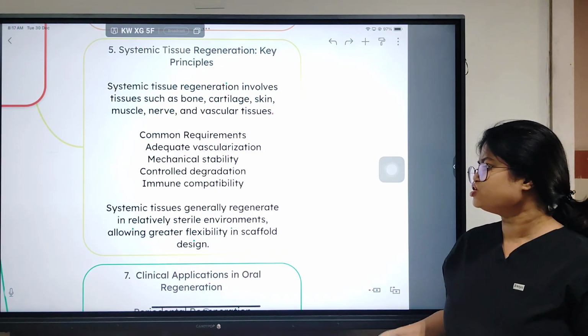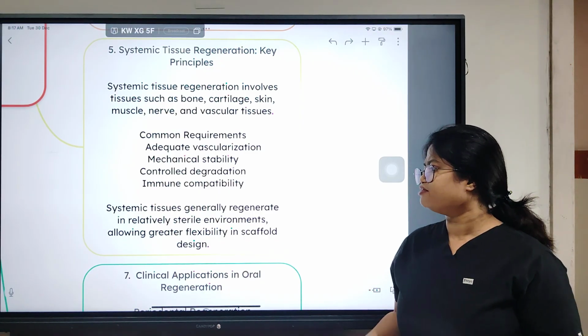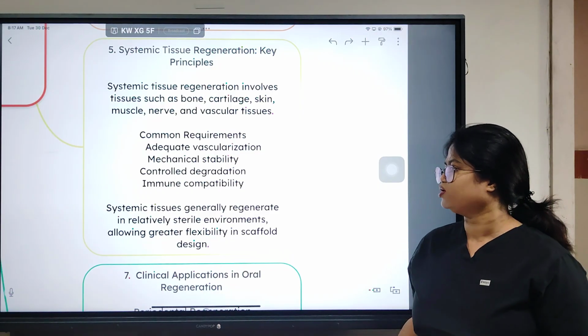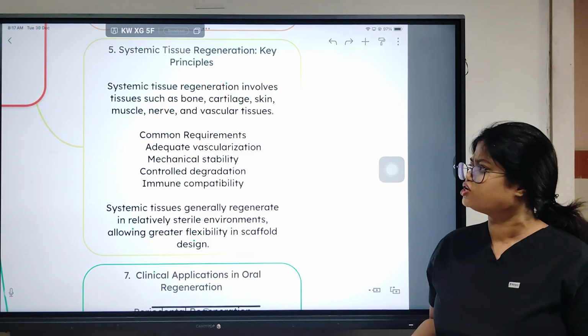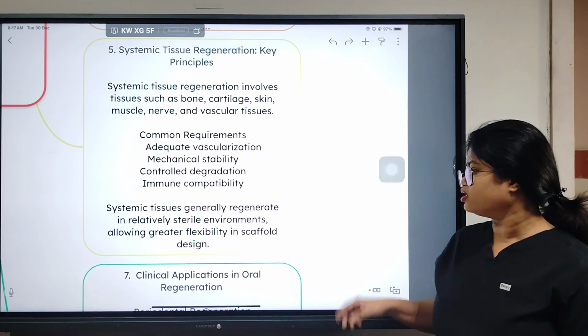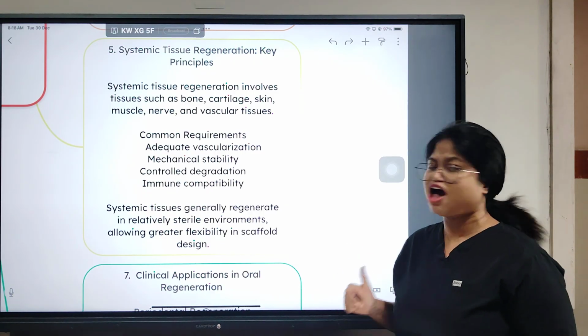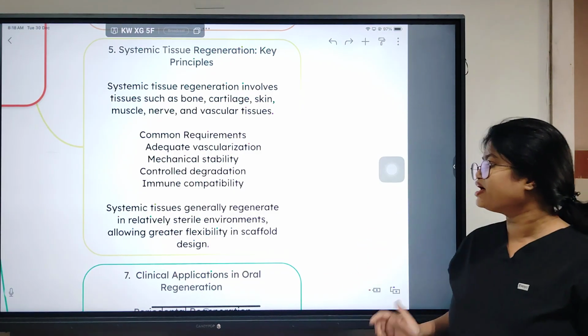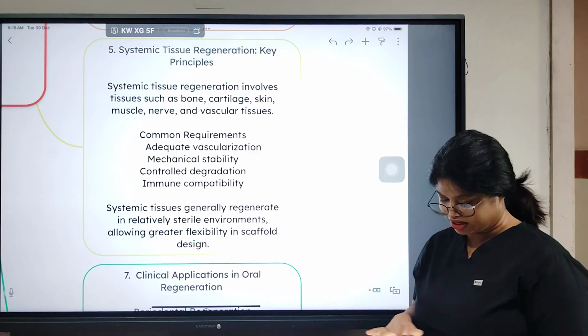So, systemic tissue in general regenerates in relatively sterile environments, and now I will be talking about the difference between systemic tissue regeneration and oral tissue regeneration. This sterile environment has one positive, that is allowing greater flexibility in the scaffold design.